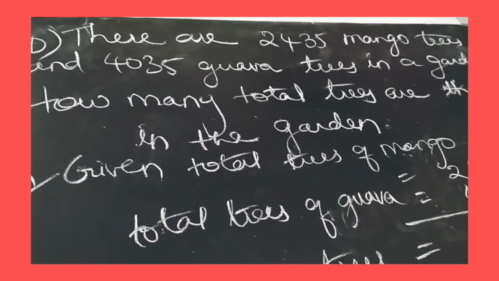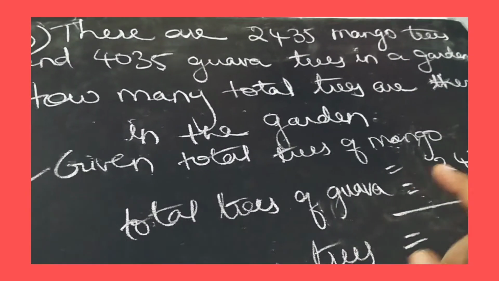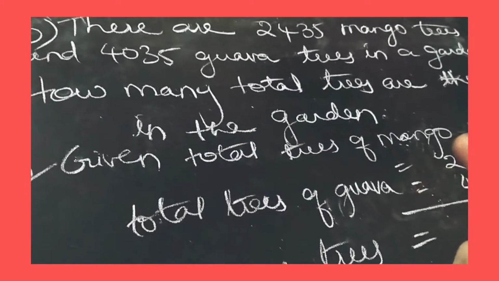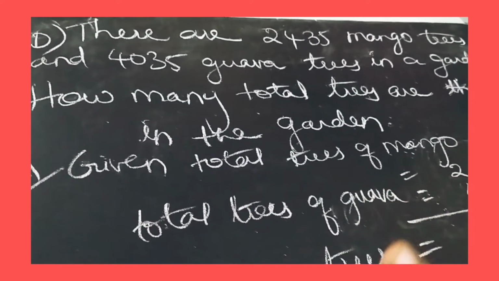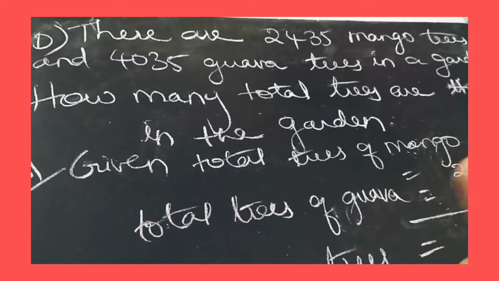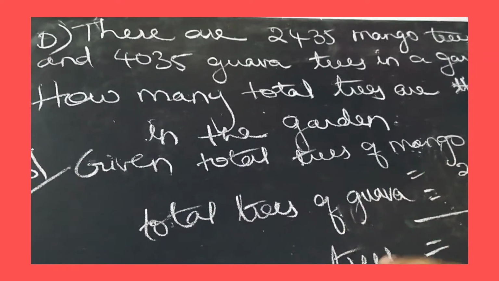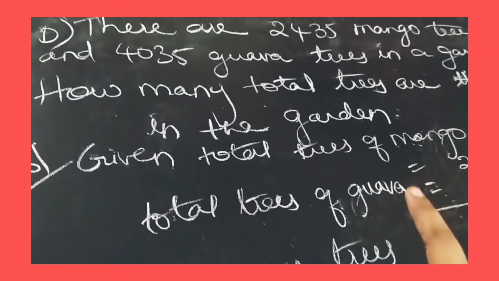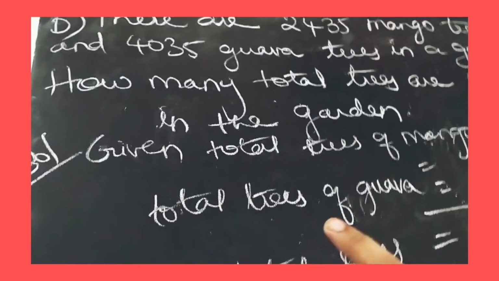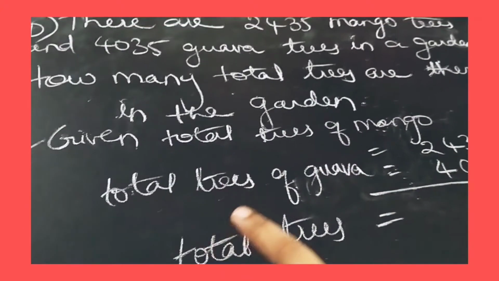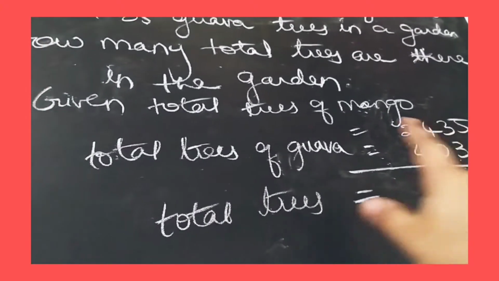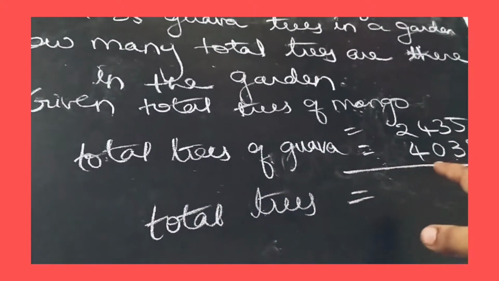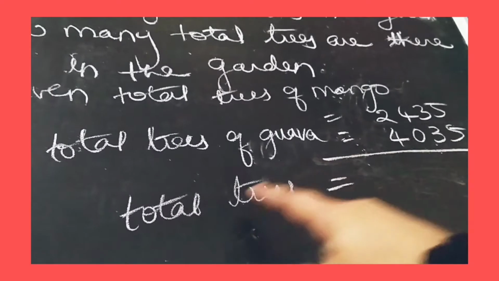D1 is, there are 2,435 mango trees in a garden. In a garden, two types of trees are there, mango trees and guava trees. Guava trees are 4035 and mango trees are 2435. So how many total trees are there in the garden means what you have to do, again you have to do addition here. Okay, given, first you have to write the given total trees of mango is equal to 2435. Then total trees of guava, it is 4035. Then we have to add this.